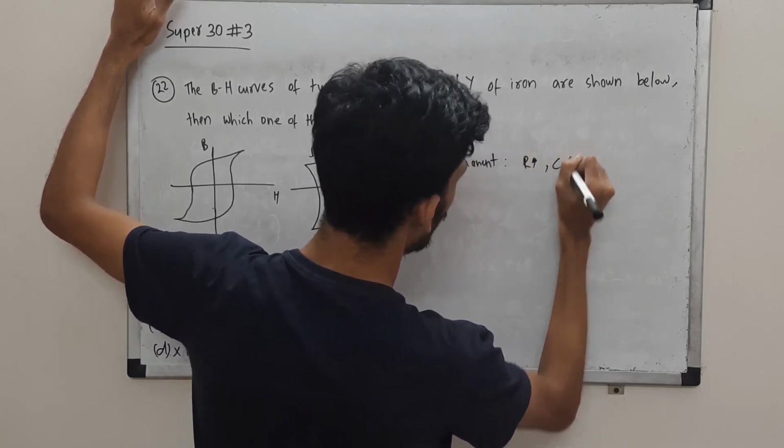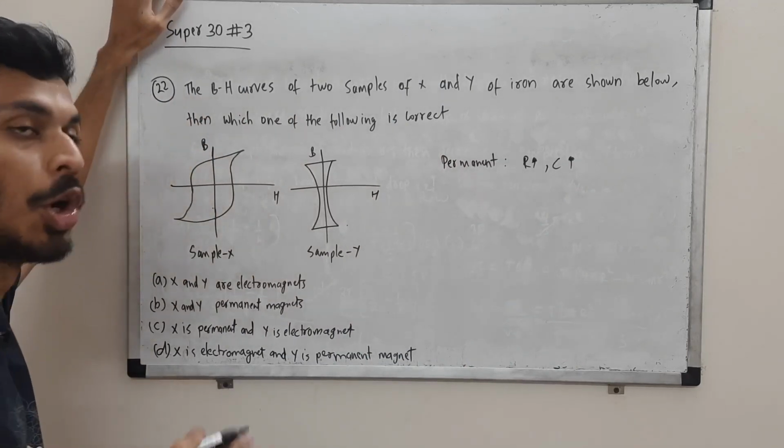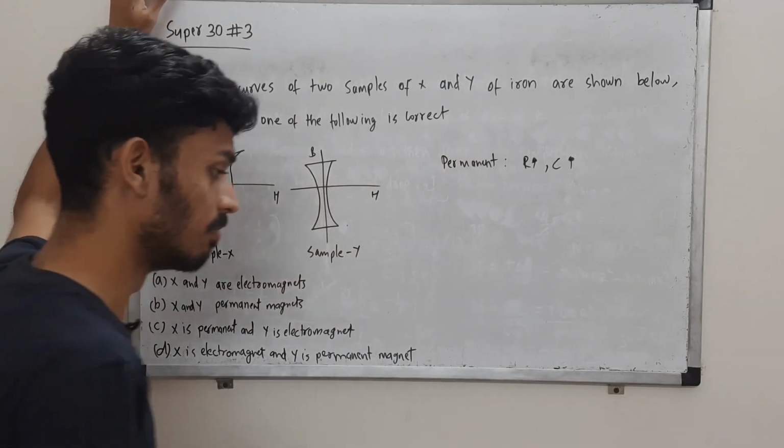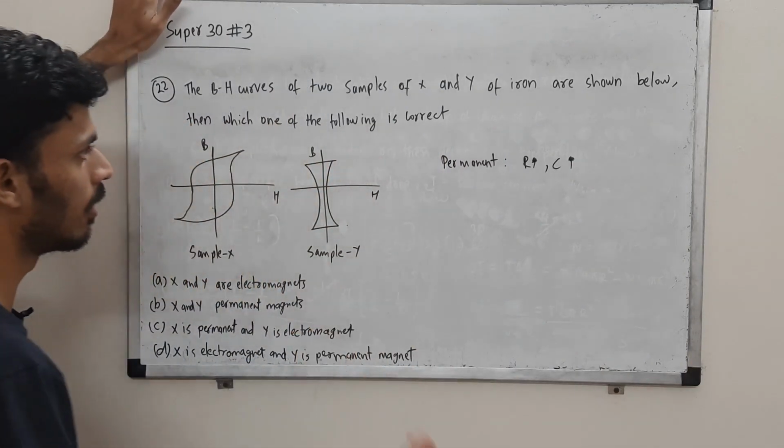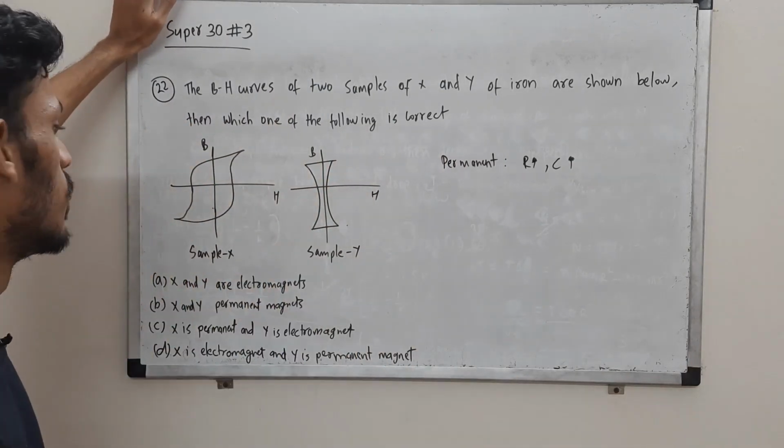Okay, this is a question from magnetic properties of matter, right? Not usually asked in BITSAT, once in a while. Once in 2-3 years. But yeah, I just wanted to give you a taste of that too.